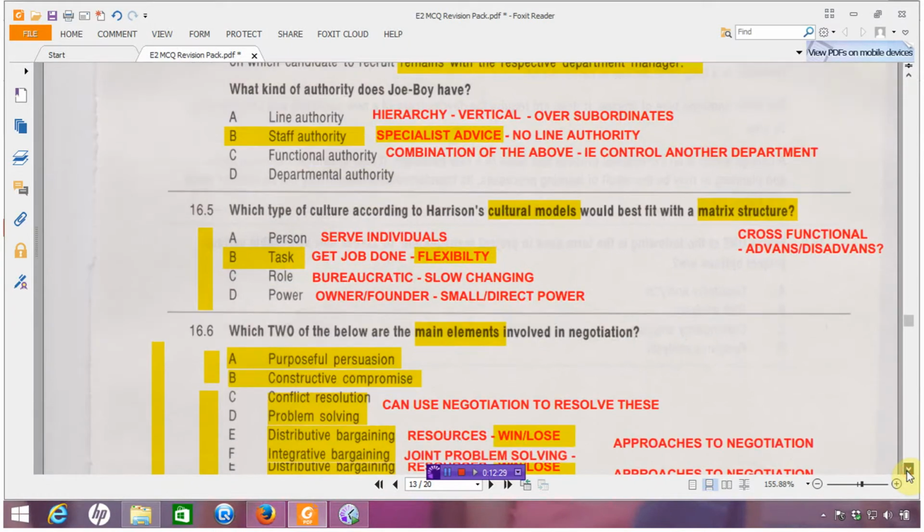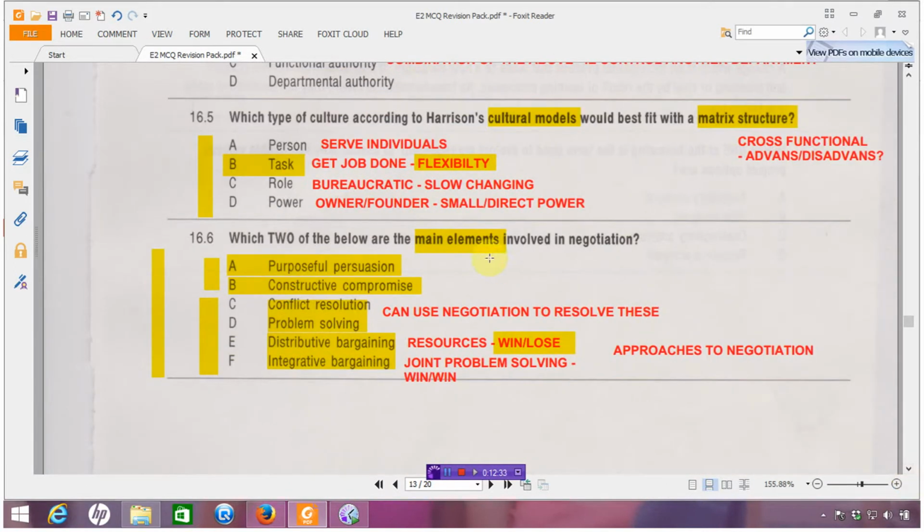Okay. Next one. This one here, I think is a very, very tricky question. I think where you're required to pick out 2 or 3 from a long, long list, or where they don't tell you perhaps how many you need to pick out, I think it makes it tricky. That's the first part of this. The second part of this question that makes it tricky is really the subject matter. We're talking here about, or they're asking for, the main elements involved in negotiation.